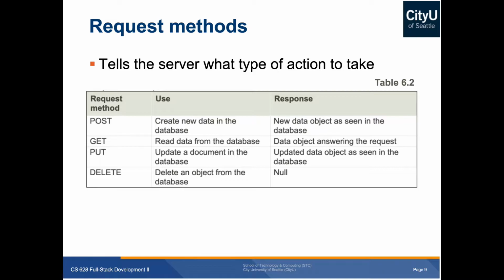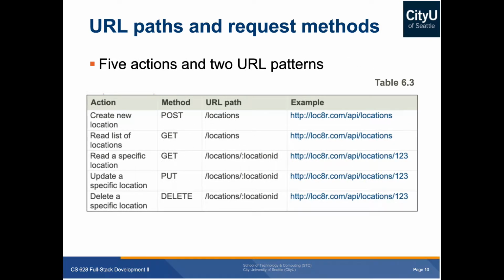The GET request would just read from the database and show back the data from the request, the requested resource. For PUT, it's similar to POST, but instead of creating new data, it would update a document in the database, and it also would show it as a response back to the application to confirm. DELETE would just delete the object from the database, and the response is null. With the corresponding methods, you would have the URL path and the example full URL.